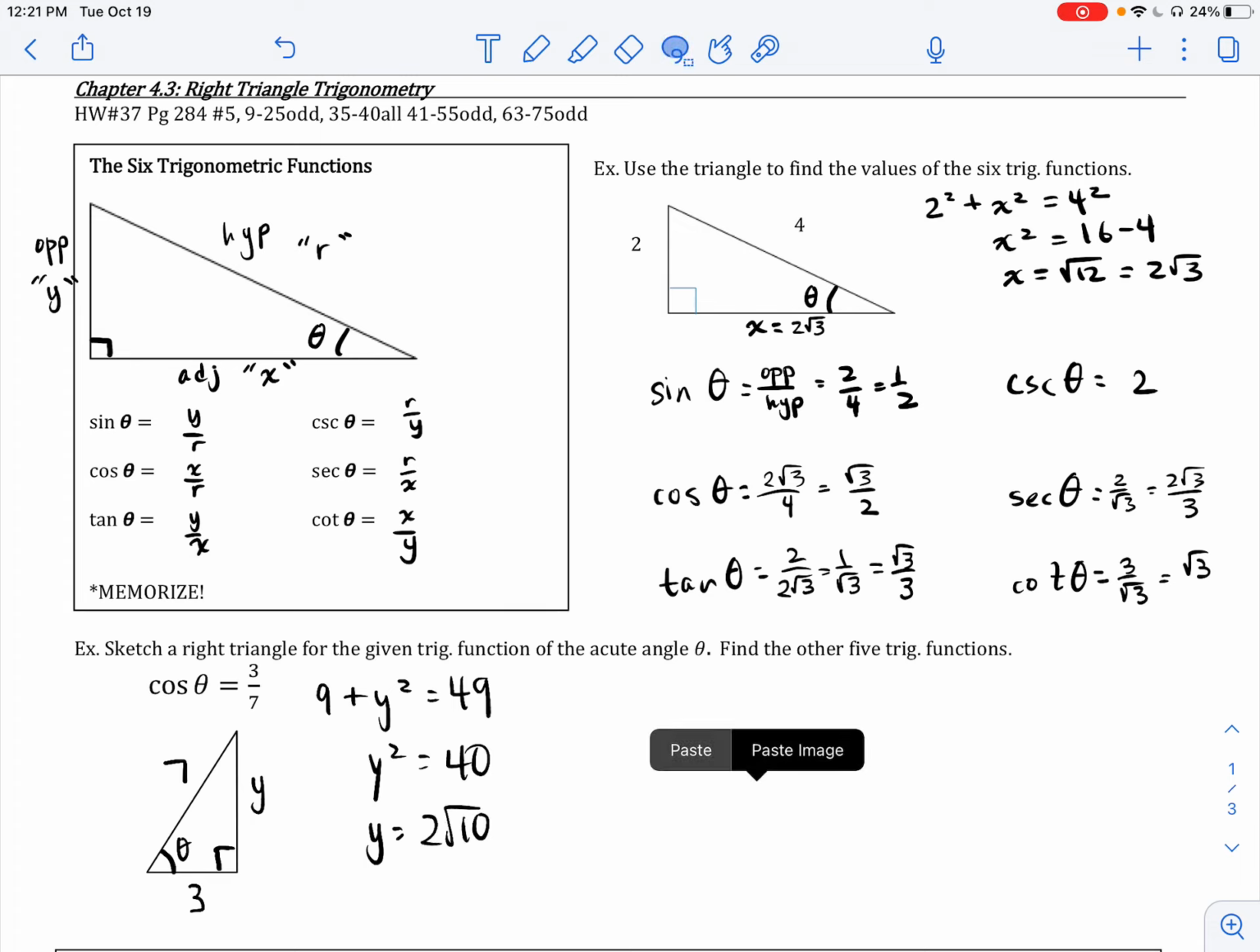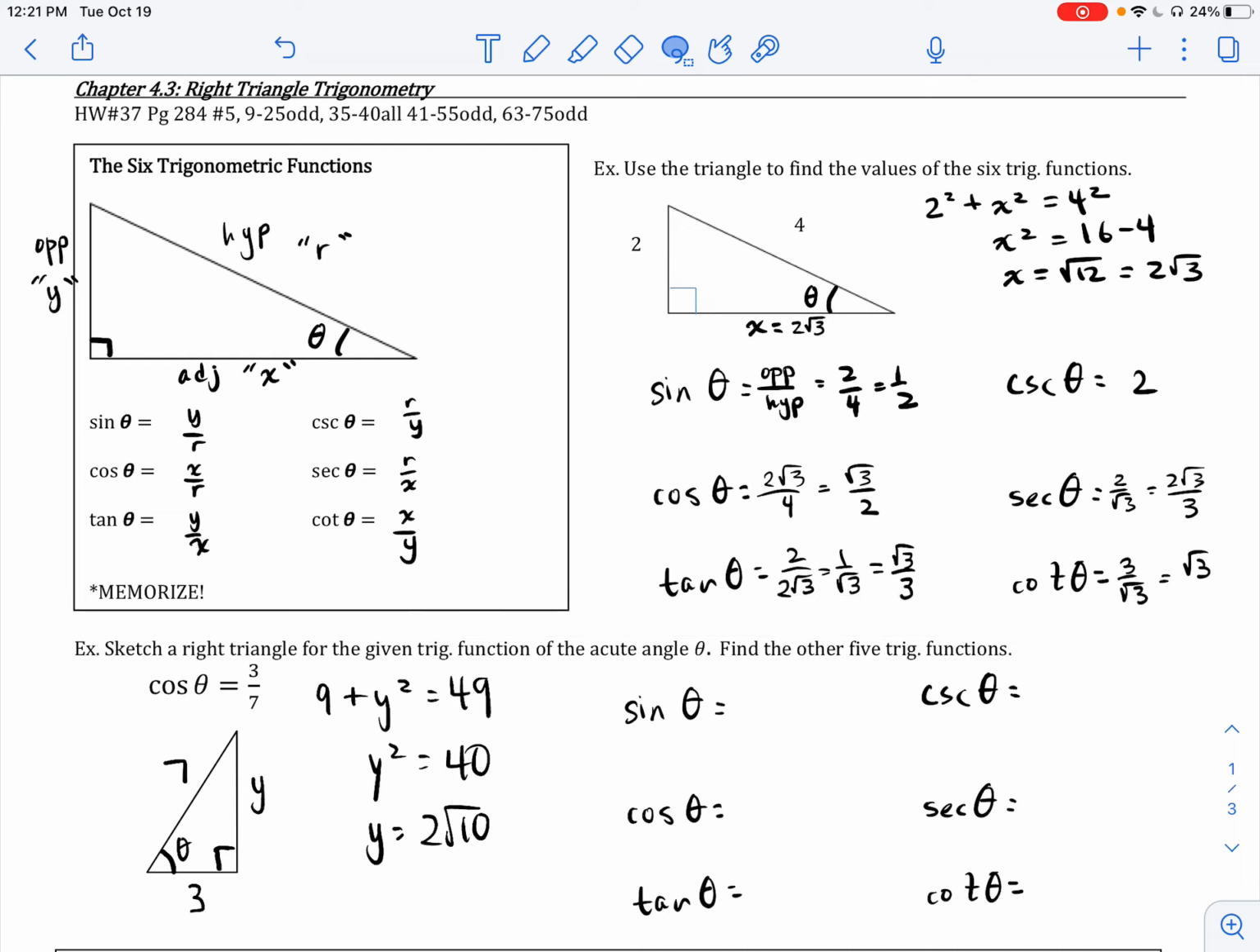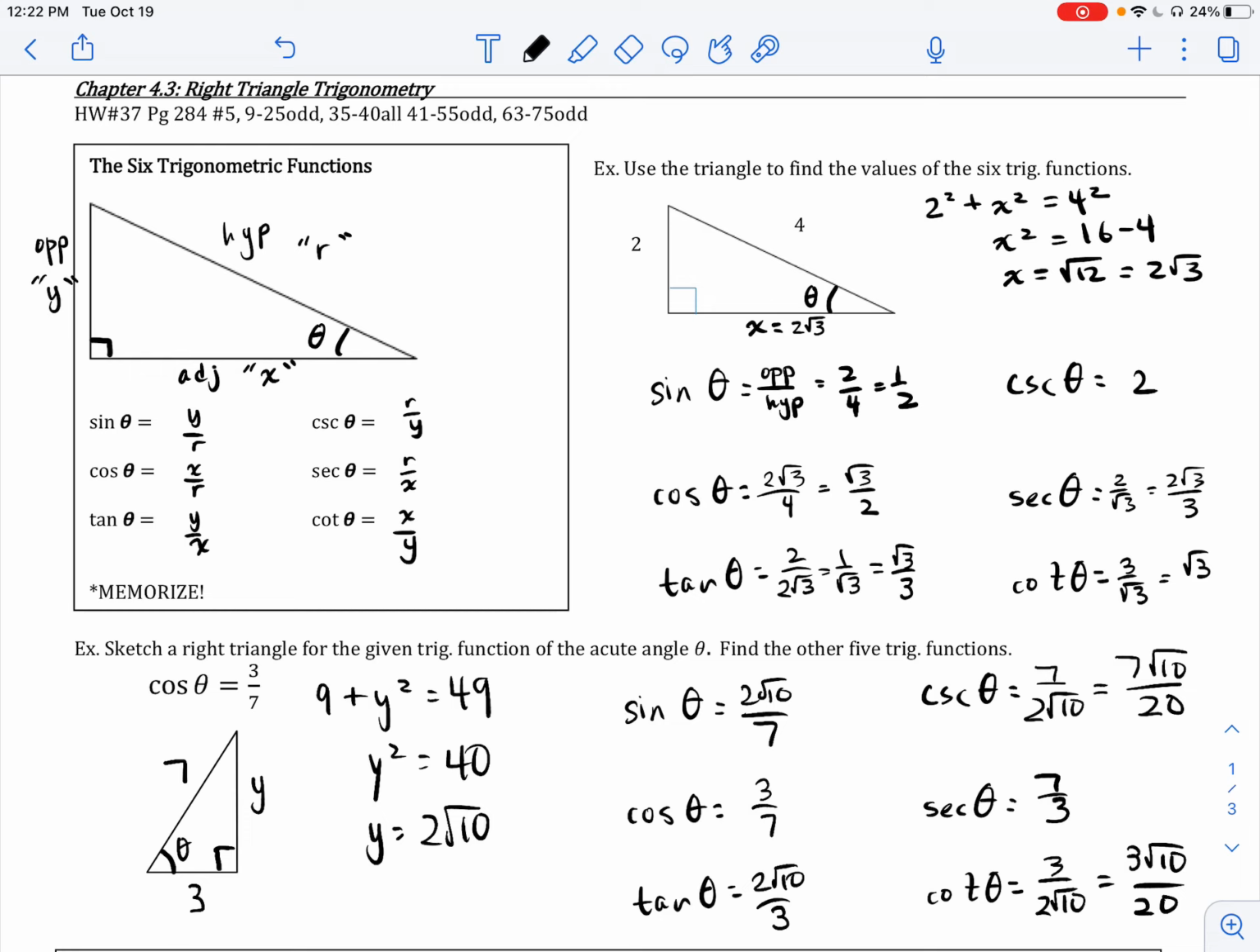So using what I know, I can just go ahead and write these out. Sine of theta then would have to be 2 root 10 over 7. Cosine would be, well, that was given to us. This is 3 over 7, which means secant is the reciprocal, 7 over 3. Tangent would be 2 root 10 over 3. And the reciprocal of that for cotangent would be 3 over 2 root 10, which we can then simplify to 3 root 10 over 20. And cosecant would be 7 over 2 root 10, which we should rationalize to 7 root 10 over 20. All right.